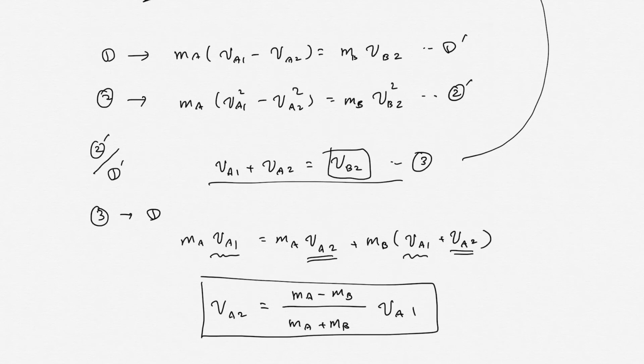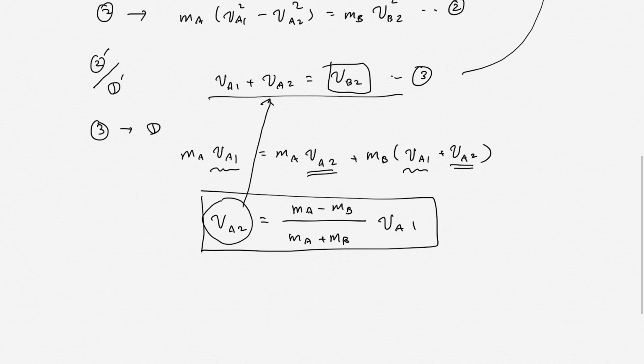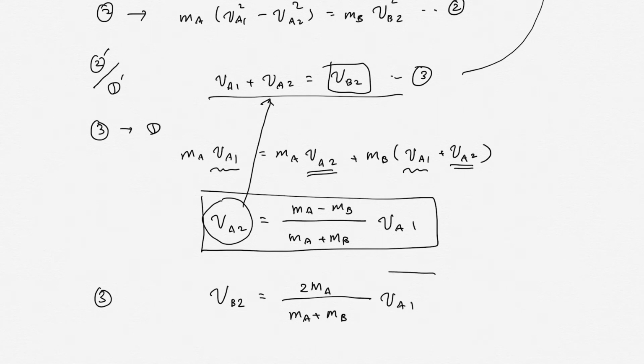Then we'd like to find v sub b2. You can substitute into equation 3. From equation 3, v sub b2 becomes 2 m sub a over m sub a plus m sub b times v sub a1. So we have another equation. Okay, so this is the answer to this practice.